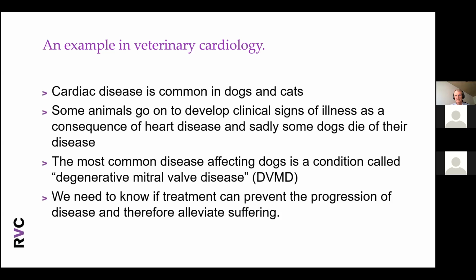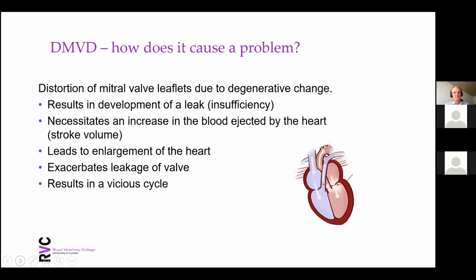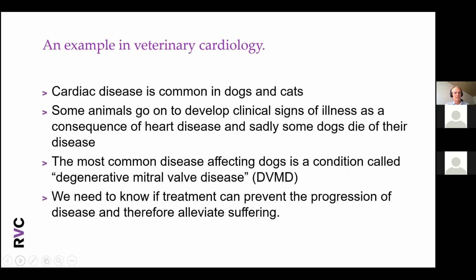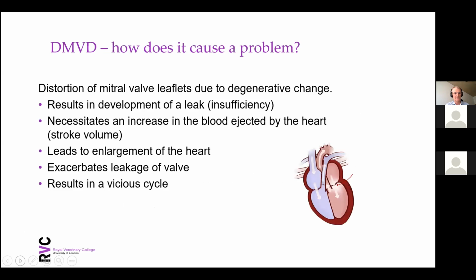The most common disease that small animal cardiologists deal with, so in dogs and cats, is a condition called degenerative mitral valve disease. And it would be great to know whether or not the treatment that we administer to those patients is effective. What I then set out to do, I was fortunate enough, was to conduct a clinical trial in mitral valve disease. And I'm just going to explain a little bit more about the background of that.